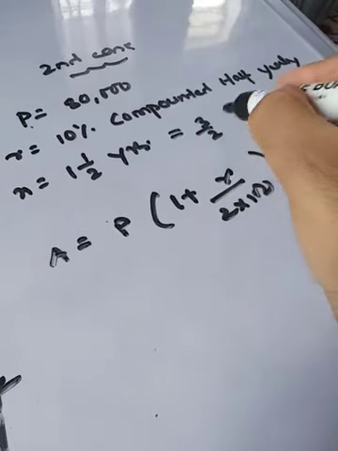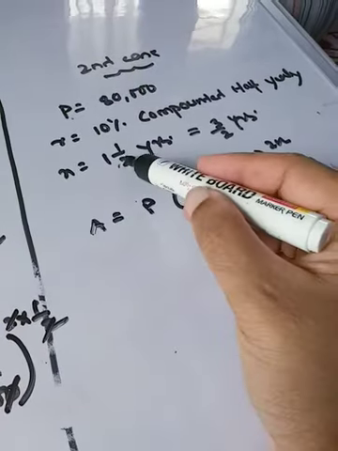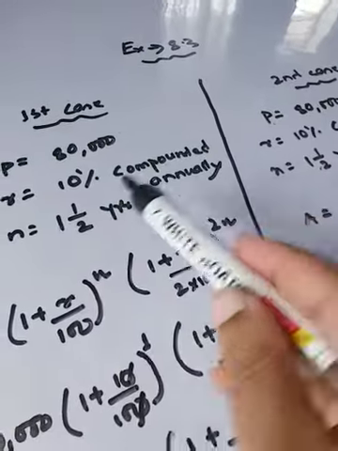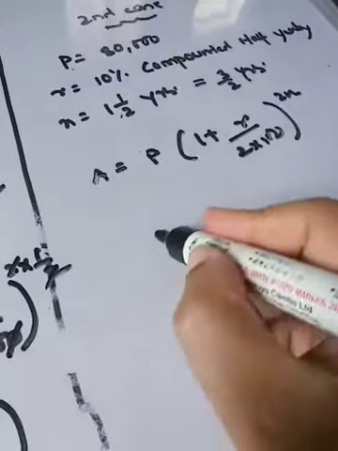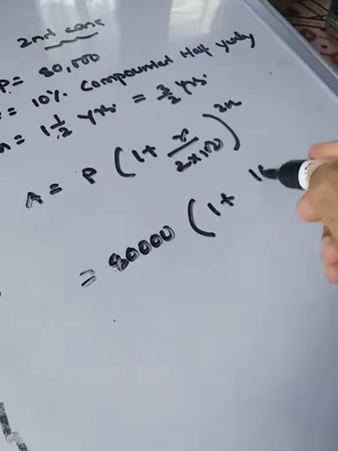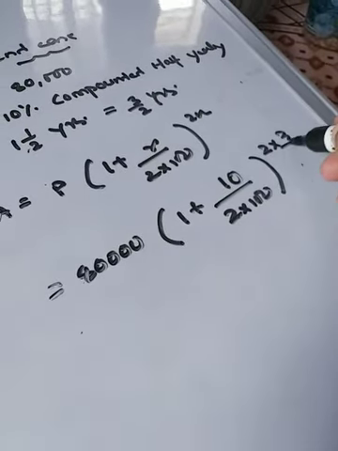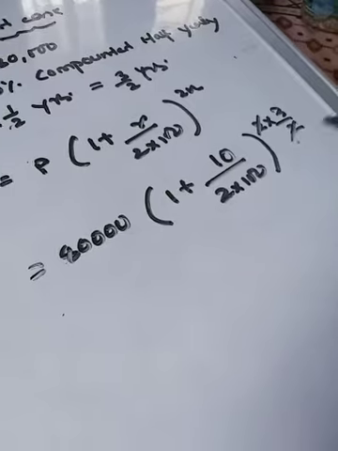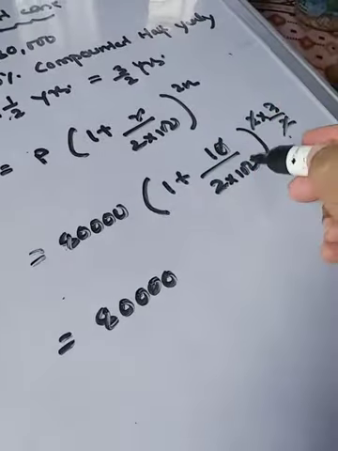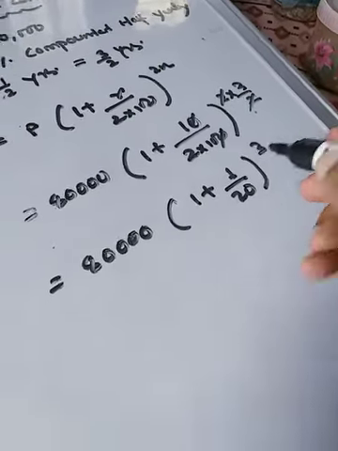This will be 3 by 2 years, isn't it? In half yearly, you will convert this mixed fraction into the improper form, but when it is compounded annually you will not do this. Now that is 80,000, 1 plus 10 upon 2 into 100 to the power 2 into 3 by 2. So this 2 will be cancelled. So 80,000, now let's reduce this, 1 plus 1 upon 20 to the power 3.